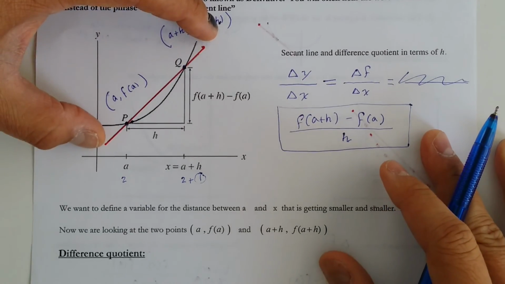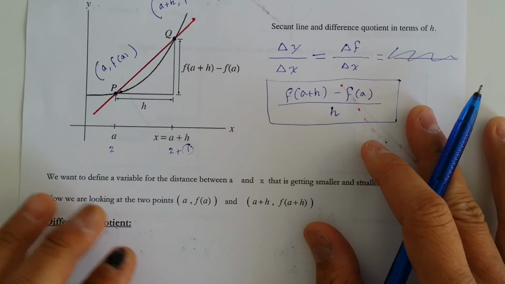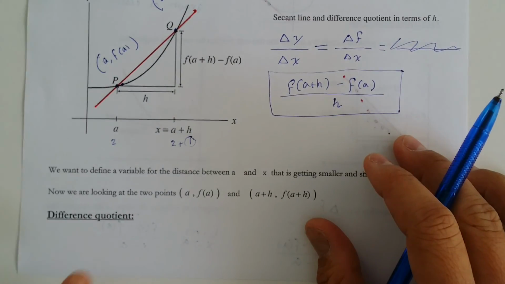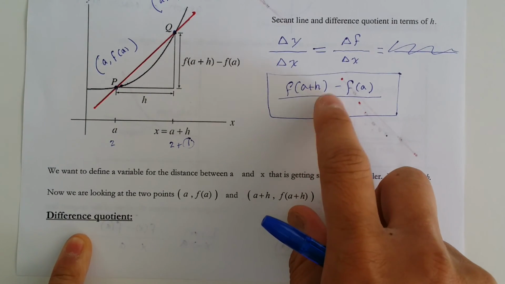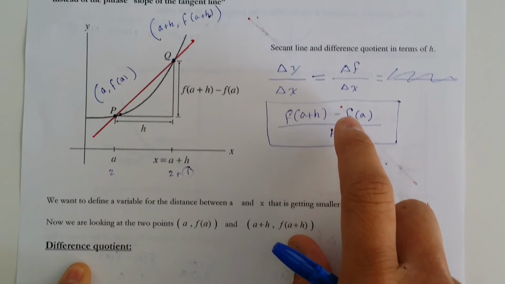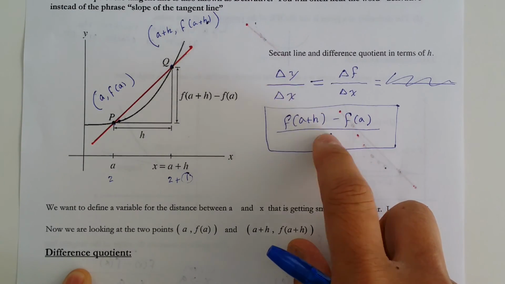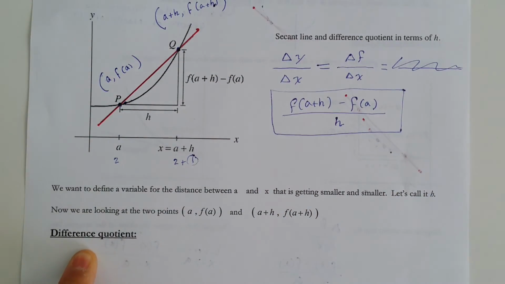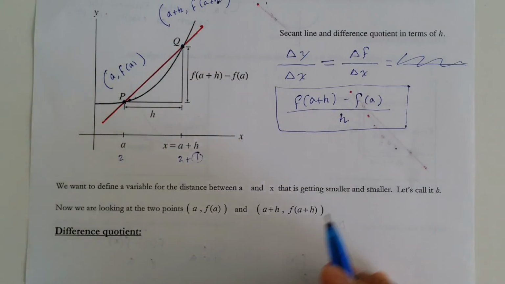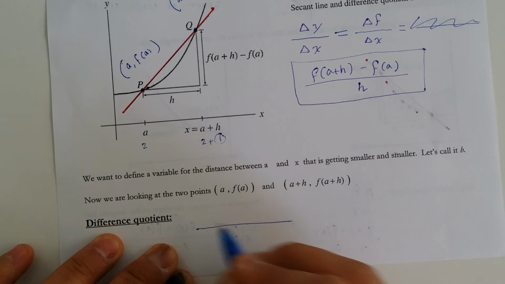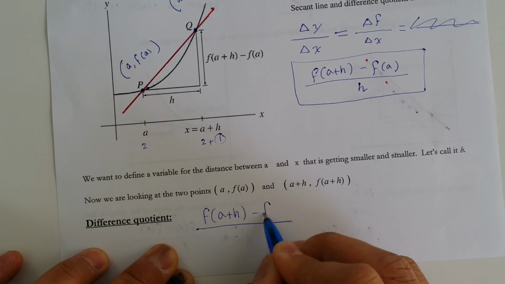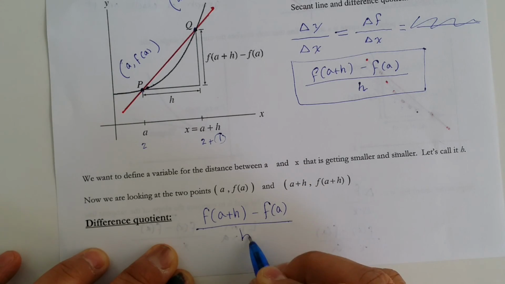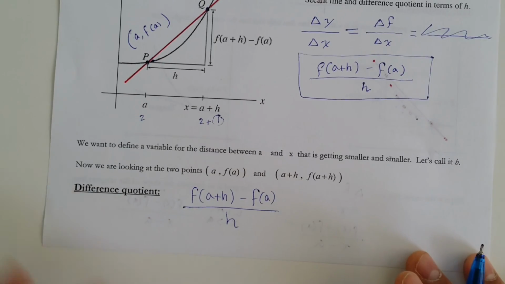All right, so before we continue further, let me tell you that this slope of the secant line that we came up with is called the difference quotient. Okay, so let's write that down. So the difference quotient is this. That's the difference quotient. All right.